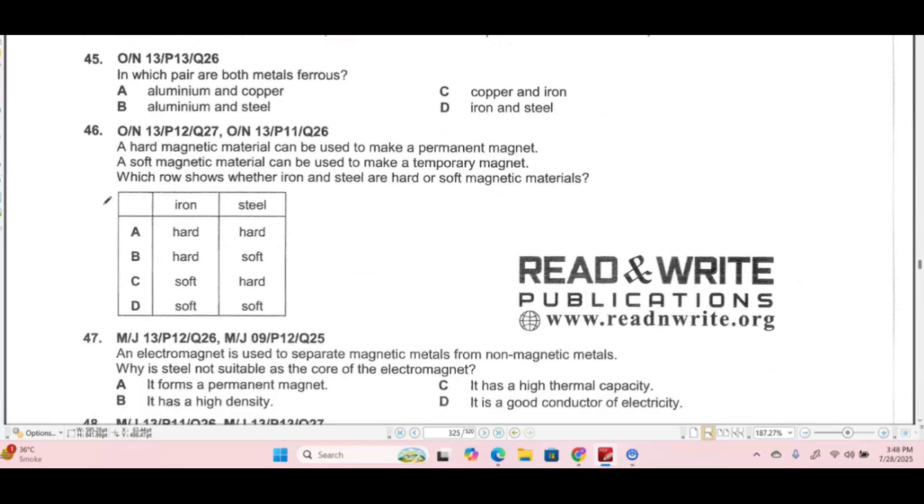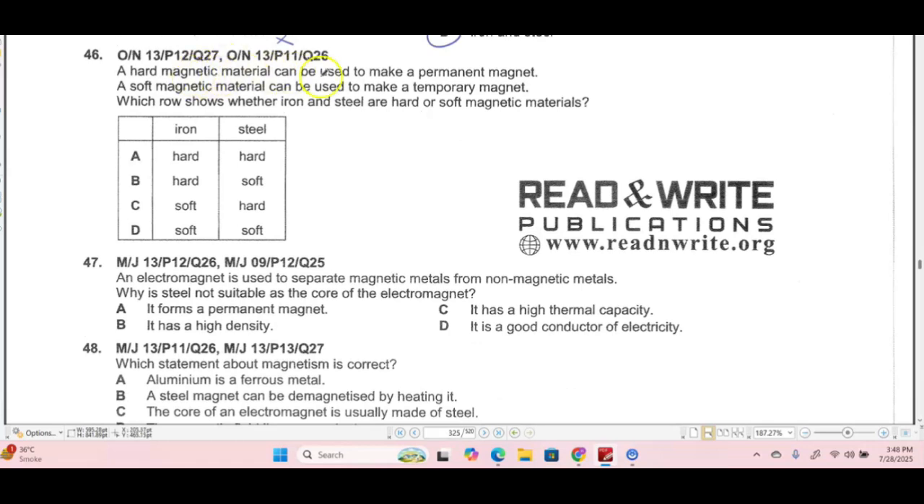Moving on to question number 45. In which pair are both metals ferrous? That is, both are magnetic materials. In aluminium and copper, copper is not ferrous. In aluminium and steel, aluminium is not ferrous. In copper and iron, copper is not ferrous. In iron and steel, both are ferrous. So the option for 45 is D.